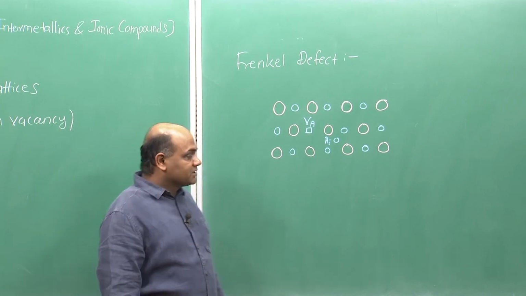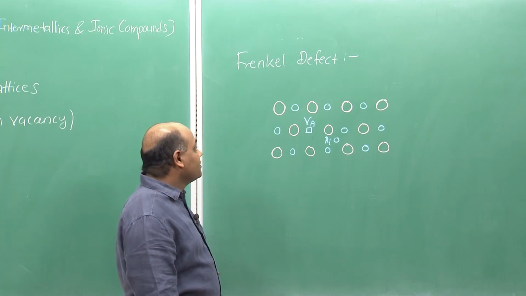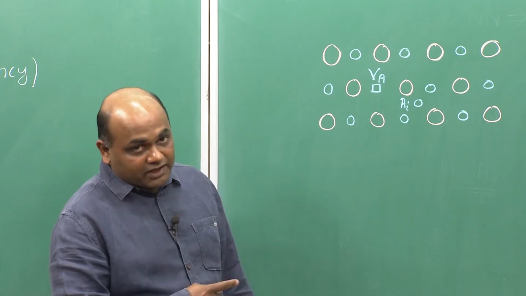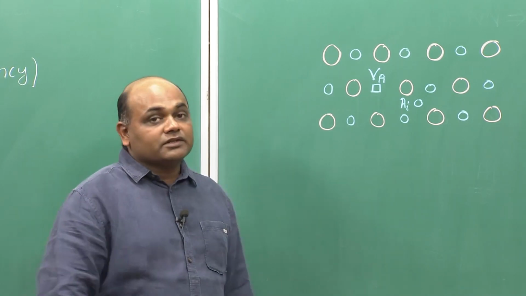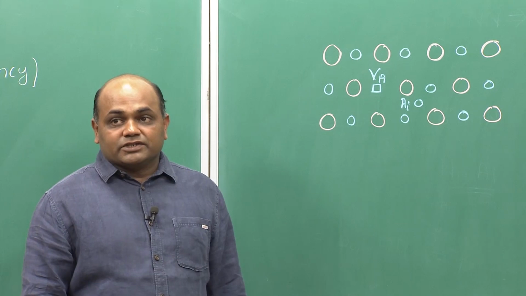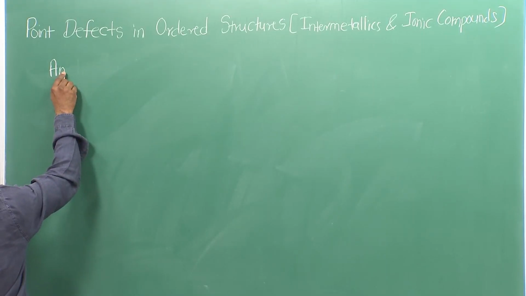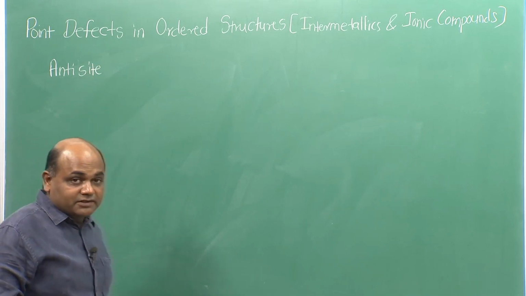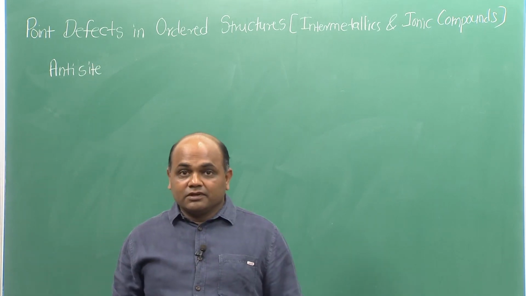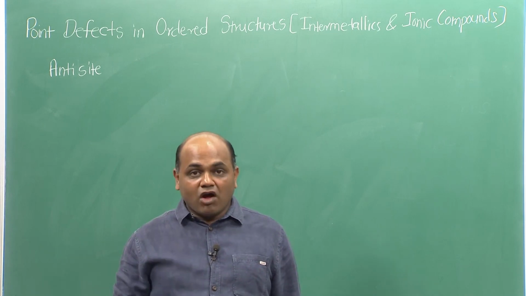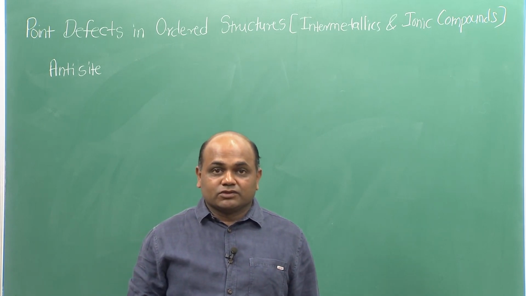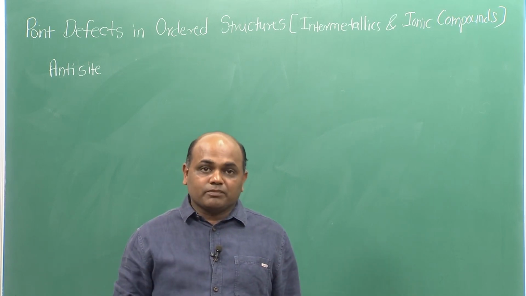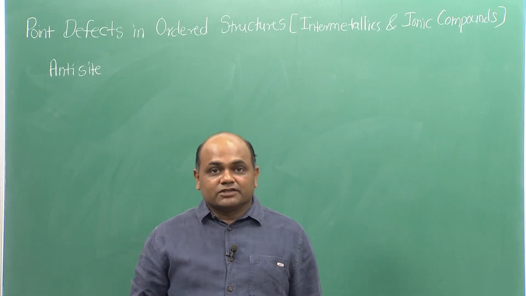Now, depending upon the charge difference and the energy required to form anionic vacancy, you can have a mixture of cation vacancies, anion vacancies, and the cation interstitials. Next type of defect is called an anti-site. As the name suggests, it is an atom occupying a site on a wrong sublattice. So, B atom occupying an A sublattice site or an A atom occupying a B sublattice site is called an anti-site.